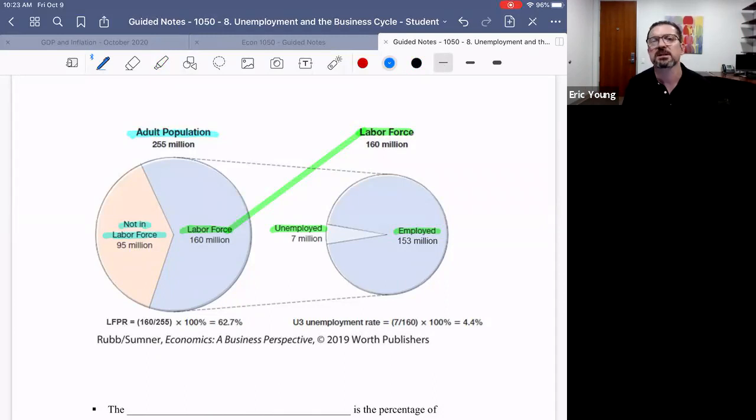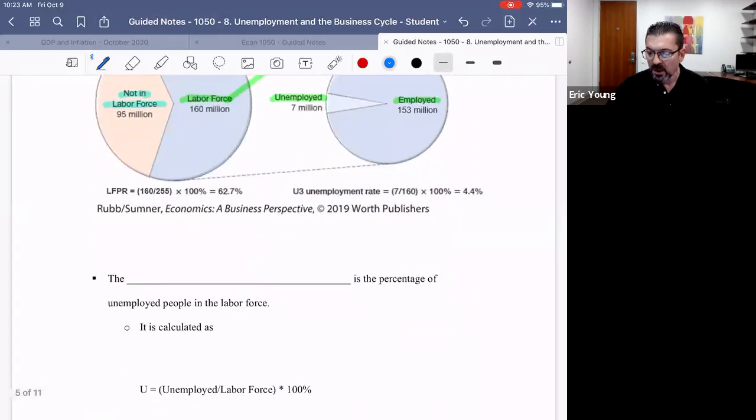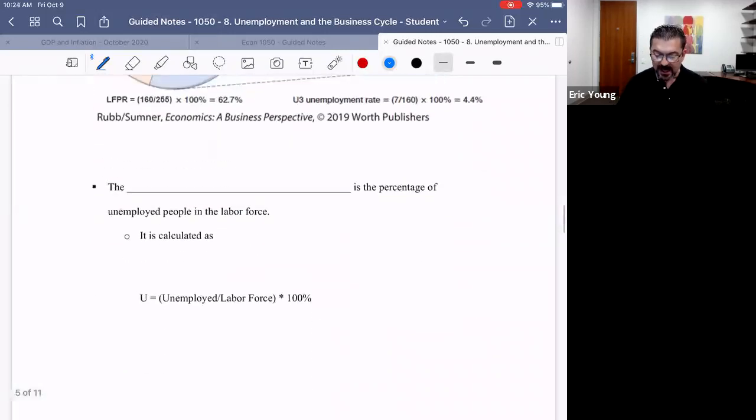And we'll do a little bit of simple math and some calculations later on in class, okay? But for now, just know that's the way it breaks down. Adult population, not in the labor force, and the labor force. The labor force, in turn, unemployed and employed. All of those have specific terms, okay? Once you understand those terms, now you can finally get into your rates.